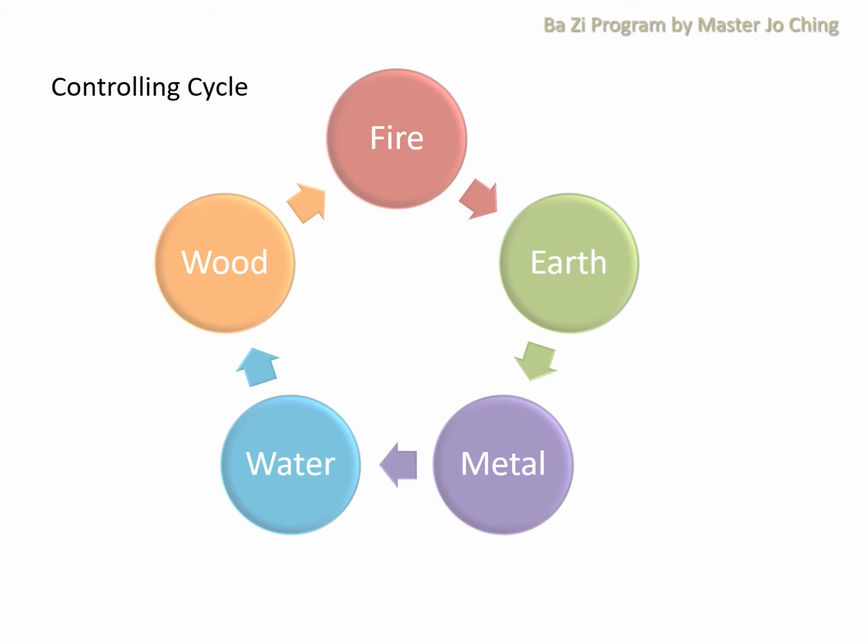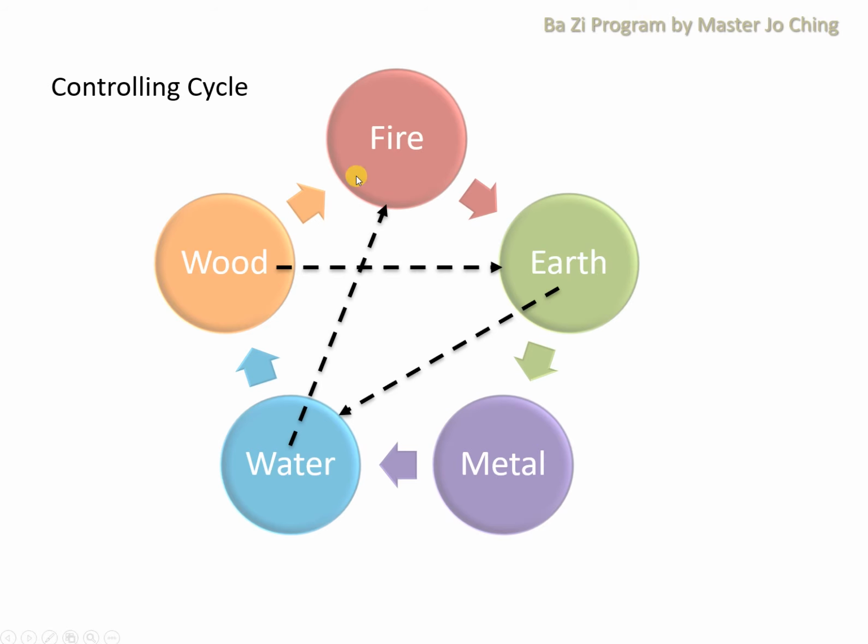And next we have the controlling cycle. For example, wood controls earth. Just imagine you need to plant a lot of trees to control landslides. So sometimes controlling can be in a good way. It's not necessarily just countering or attacking. And earth controls water. You can think of when there's a flood, you have to put a lot of rocks and boulders to prevent flooding or to stop the water from coming in.